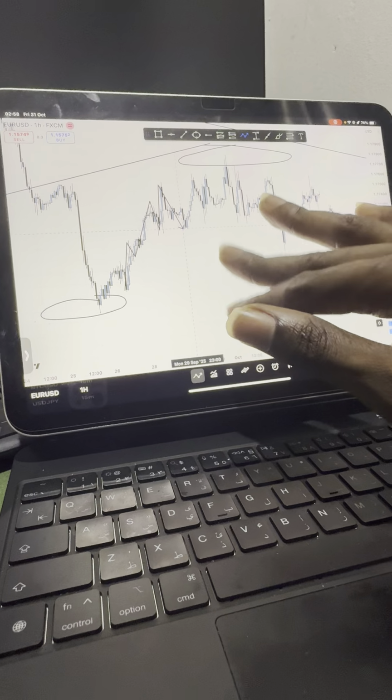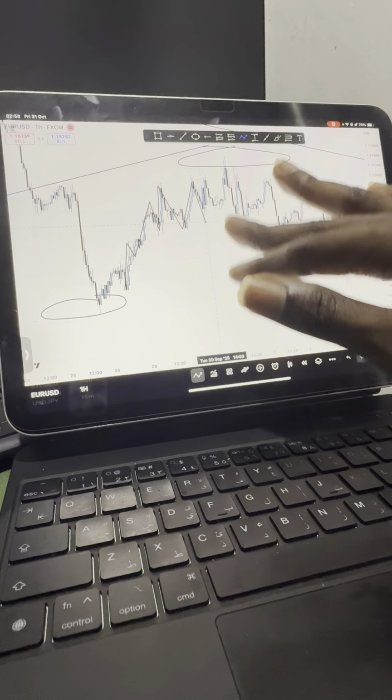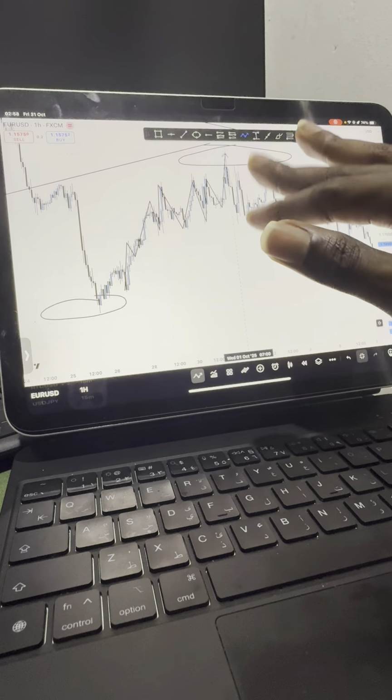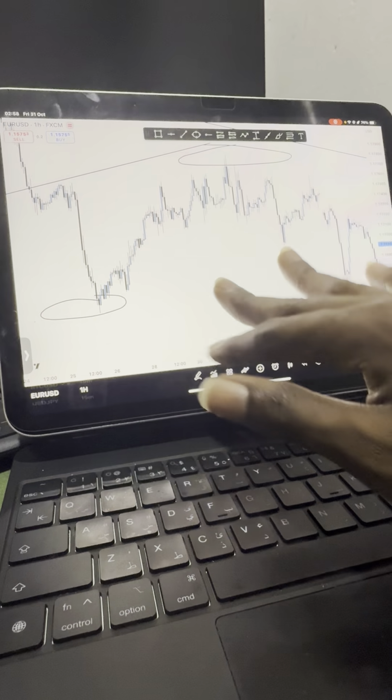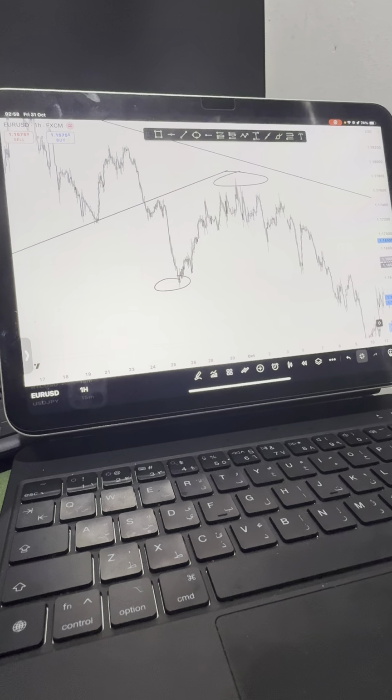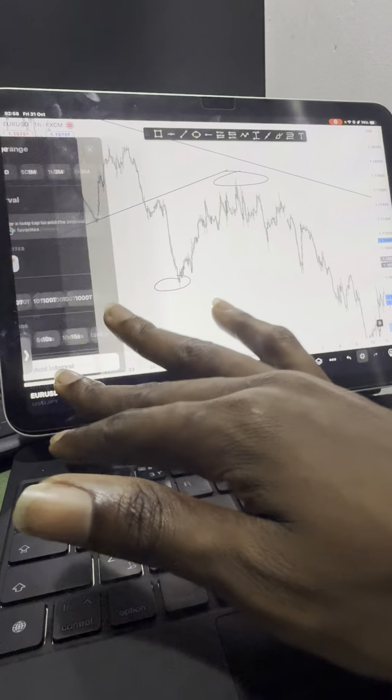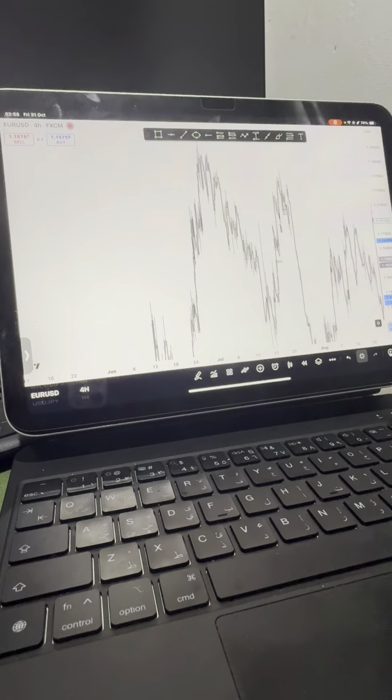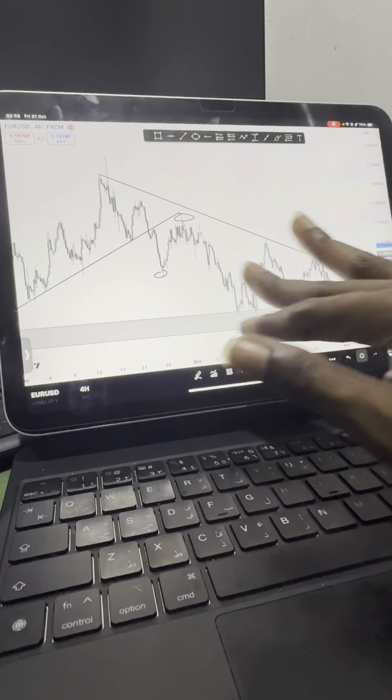Minor lows and highs. So it is very, very important for you to know the right level to use. Do you understand? Before this market gave us a high, it gave us multiple lows and highs. So it's very simple for you to know the major levels to use whenever you want to trade the market.